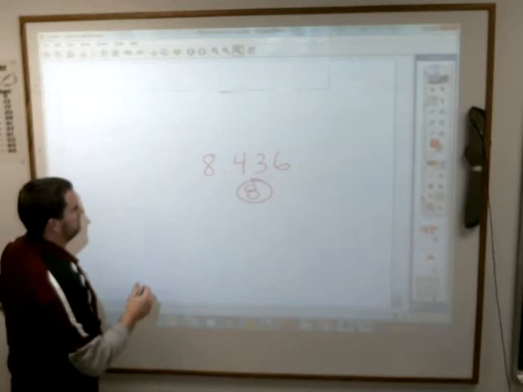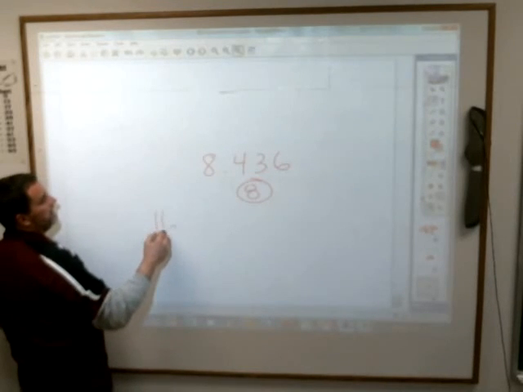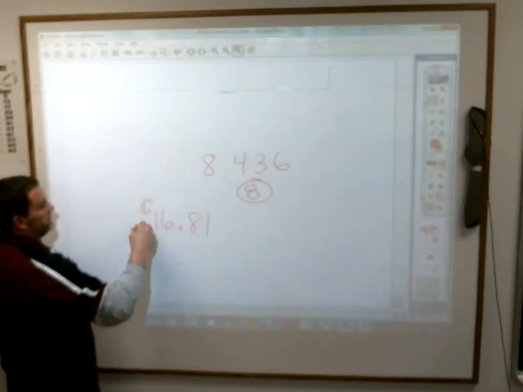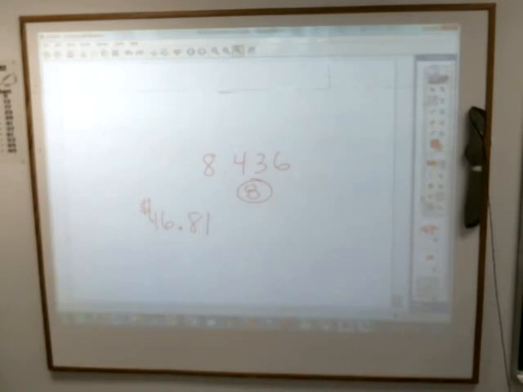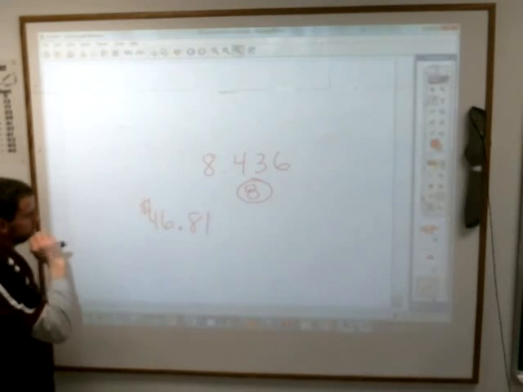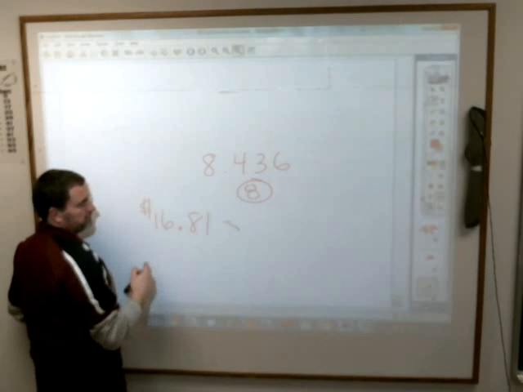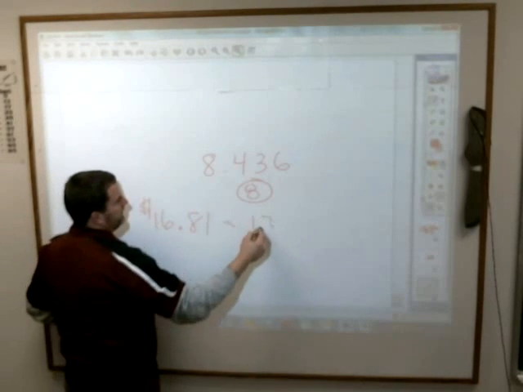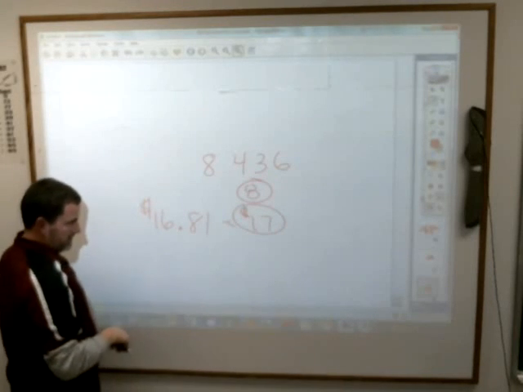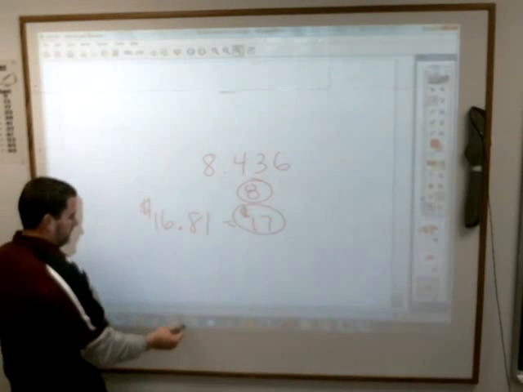Okay. $16.81 rounded to the nearest dollar. Rounded to the nearest dollar. Brian, $17. And you would not put .0 after that because we're rounding, we're not using the decimal there. Perfect.